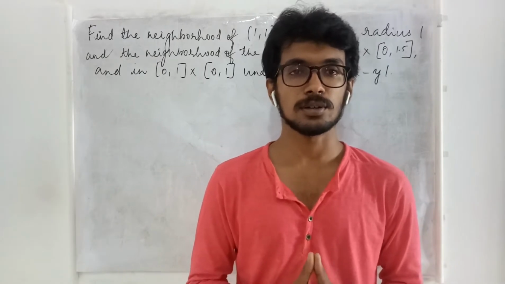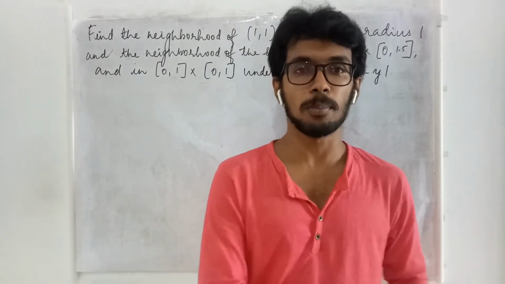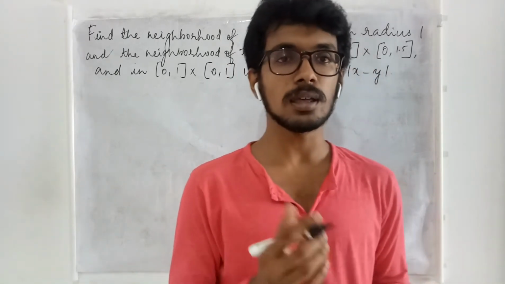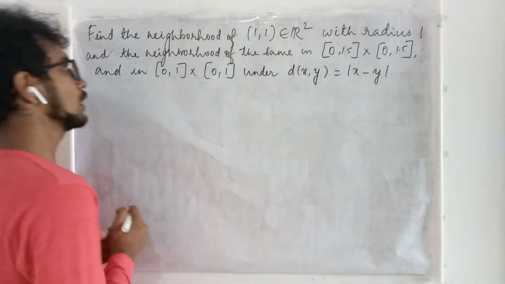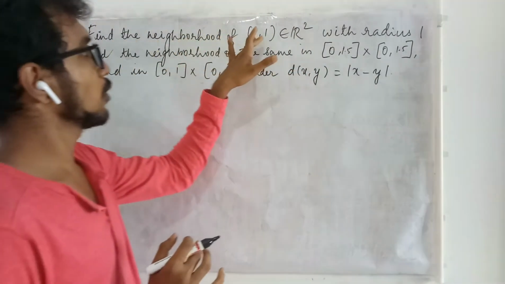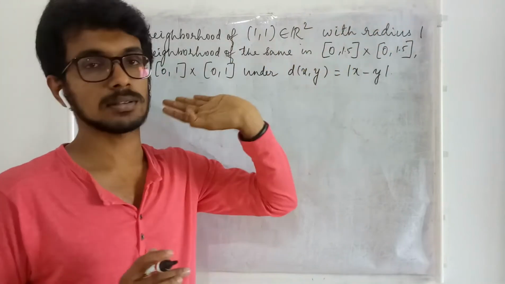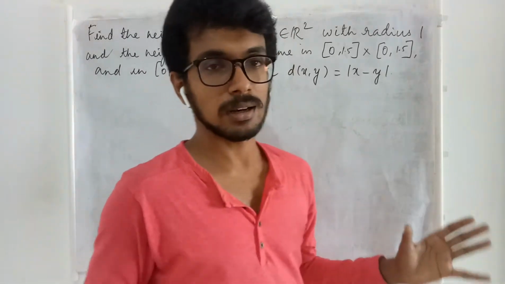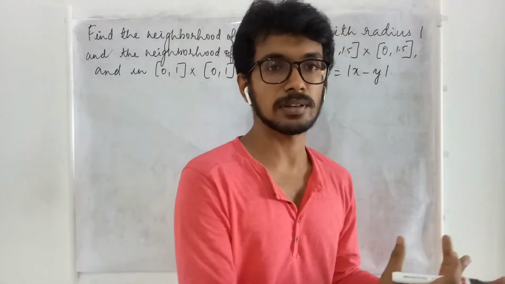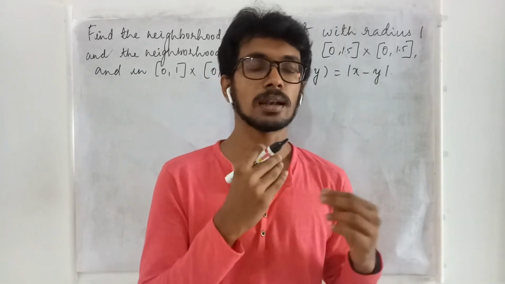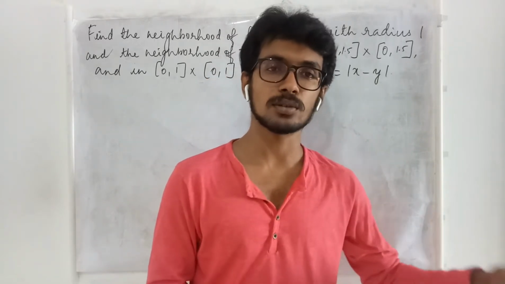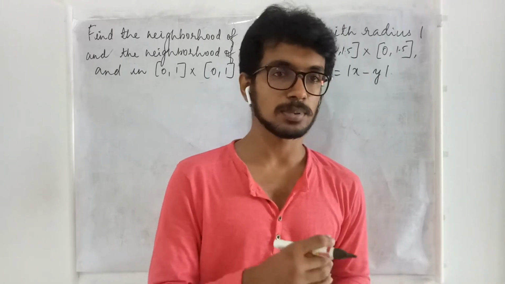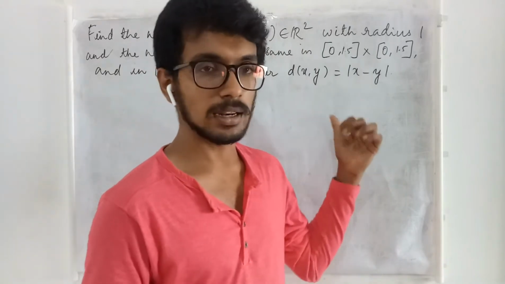In the previous lecture, we have seen some relative openness, right? Now we are going to see some examples of finding the neighborhood in the submetric spaces. Here, we are asked to find out the neighborhood of (1, 1) in R2 with radius 1. I am not going to find this in a detailed manner because we have done these kinds of examples in the previous lectures. If you need any clarification, you can go and watch that lecture. The link is given in the description as well for your reference.